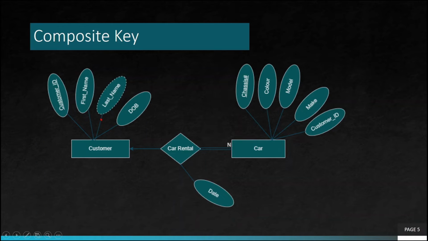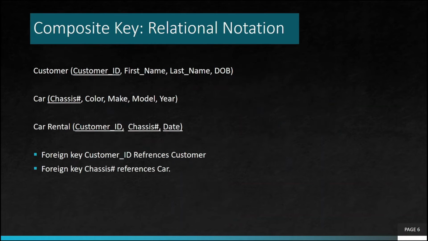So here we have the customer entity with their customer ID, first name, last name, DOB. And here, if you look carefully, we have the attribute called date in the car rental. And then here we have our final entity, which is the car. So think about it again. If you purchase a car, it will not have, say, a date rented on it, right? So we'll keep track of the date in the rental relationship. So now let's look at this in the relational model.